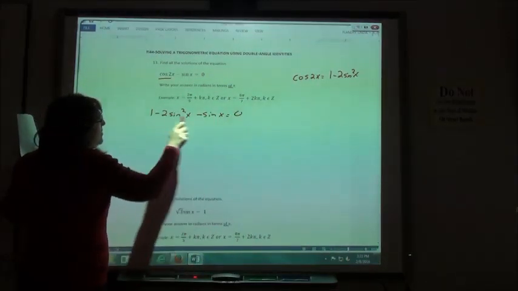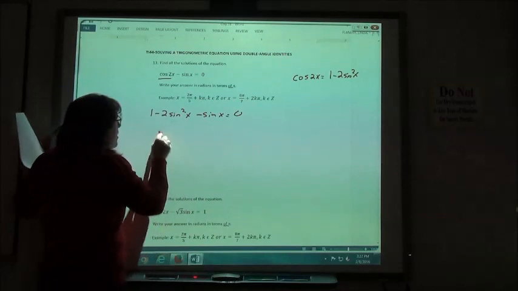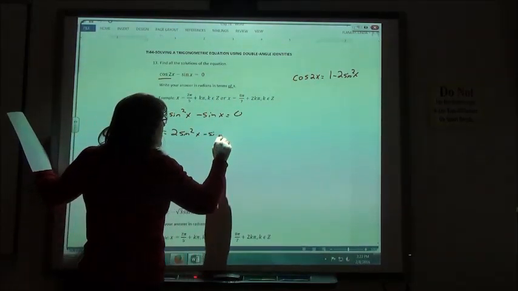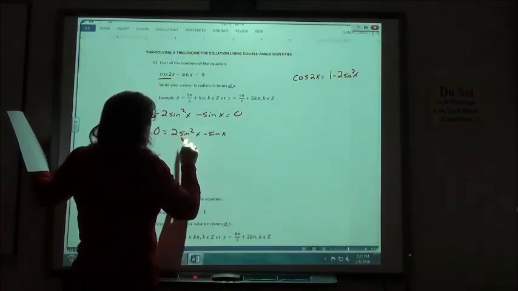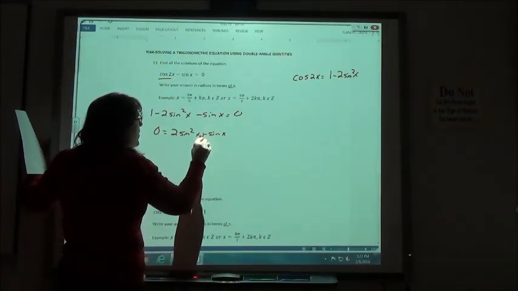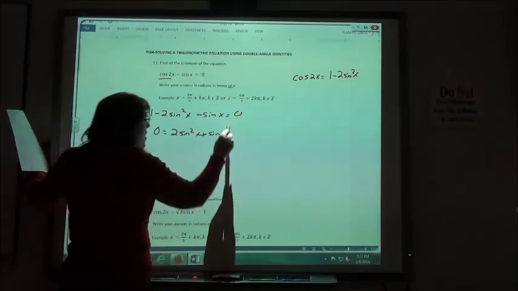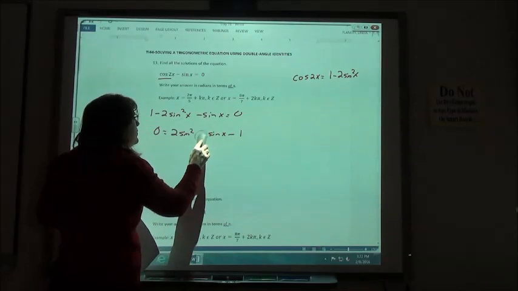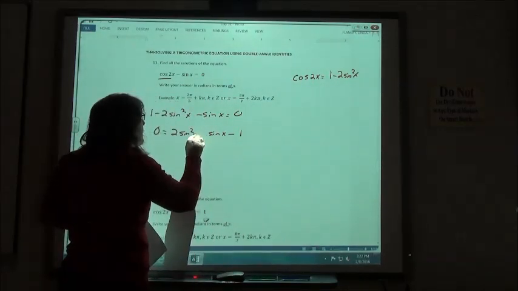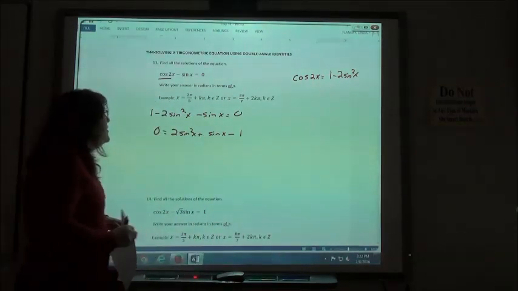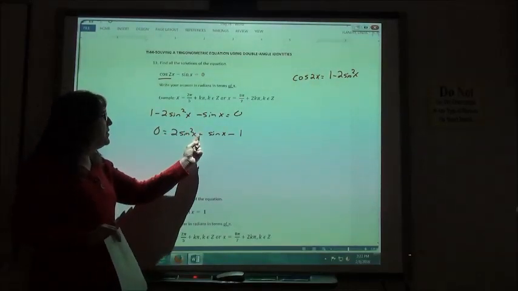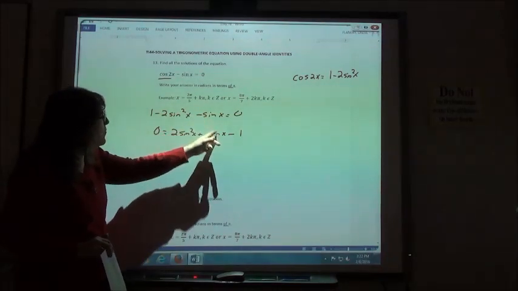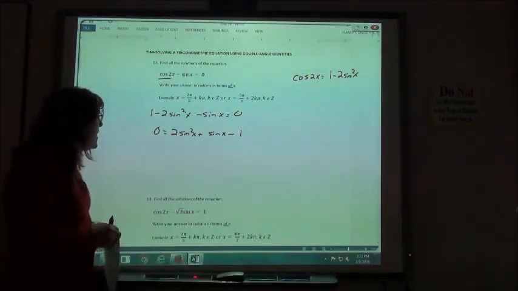Again, I don't like that to be negative, so I'm going to move everything over here. 0 equals 2 sine squared of x minus the sine of x. Nope, plus the sine of x, because I would have to move it over. Minus 1. There. So I have 2 sine squared of x plus the sine of x minus 1. That moved over and made it positive. That moved over and made it negative.